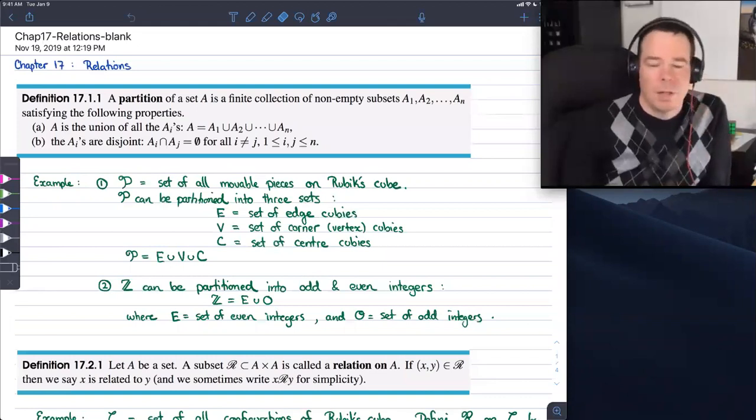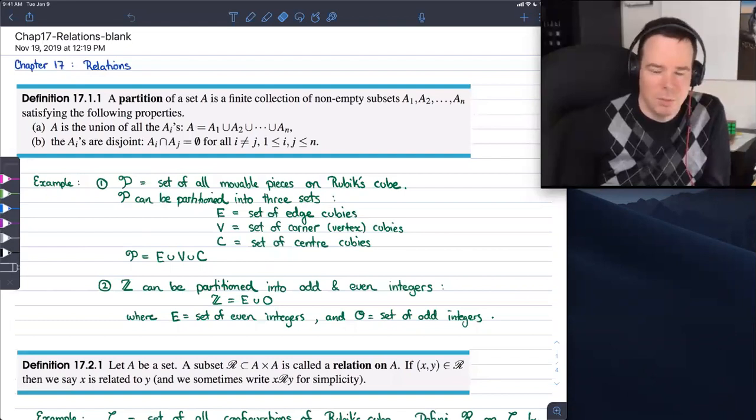So where does this come into play? Well, immediately on the Rubik's Cube, if we look at a partition of the cubies, so all of the movable pieces on the cube, the corner cubies, the edge cubies, even the center cubies, this collection of all the cubies can be partitioned into three disjoint sets. There's E, which I use to denote the edge cubies. There's V, which denotes the corner cubies or the vertex cubies. And I didn't use C there because I want to use C for the center cubies. So all of the movable pieces on the Rubik's Cube, which we call P, can be split up into three disjoint sets: edges, corners, and centers.